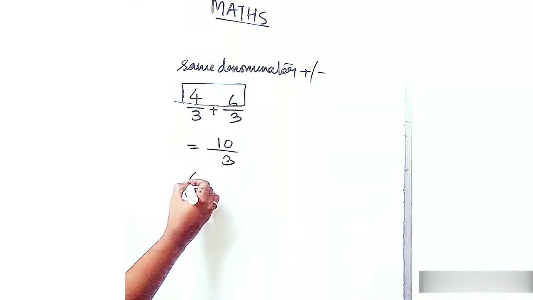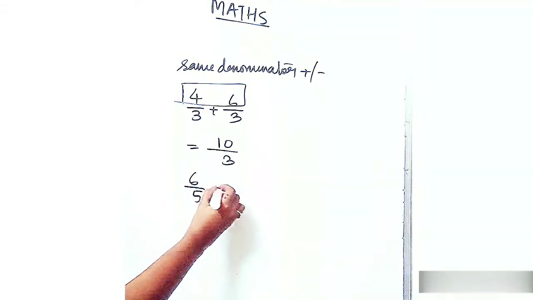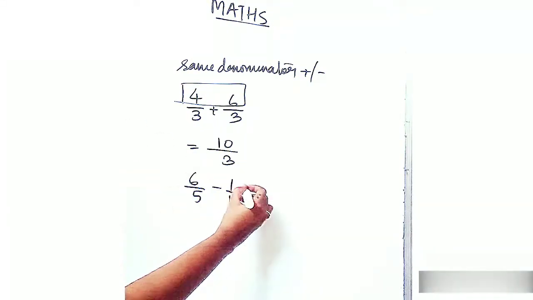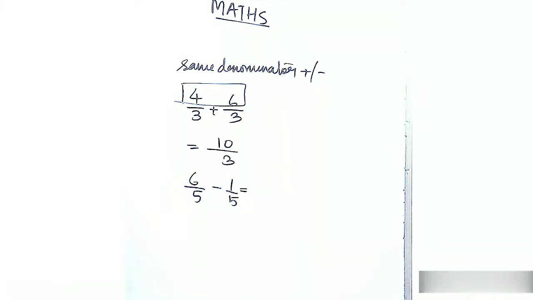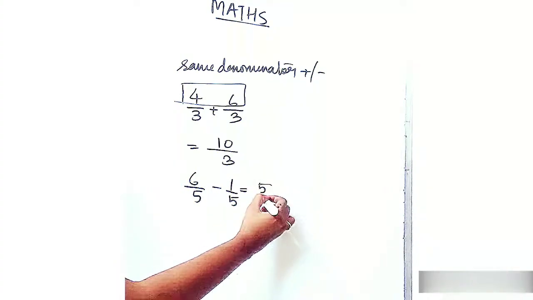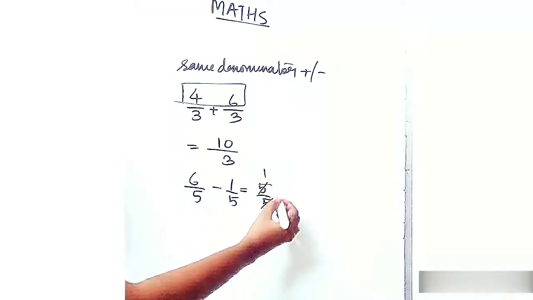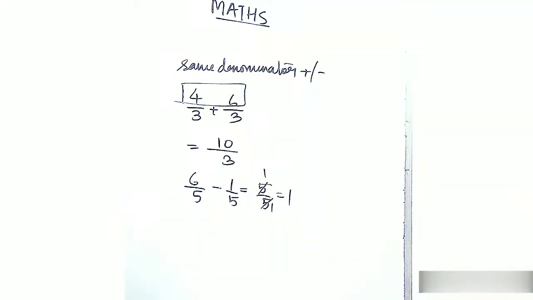Now I will take 6 upon 5 minus 1 upon 5. Here first thing, is the denominator same? Yes, it is same. Now we'll subtract it. 6 minus 1 is what? 5. Now 5 upon 5. We know 5 and 5 come in the 5 table. I can simplify it. 5 ones are 5, so the answer is 1, student. So this is the way you have to add and subtract.